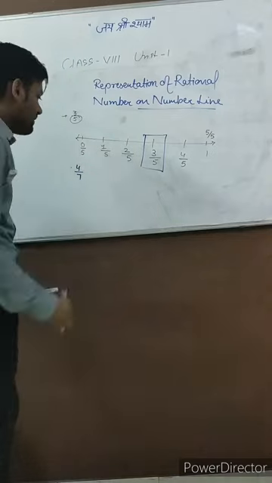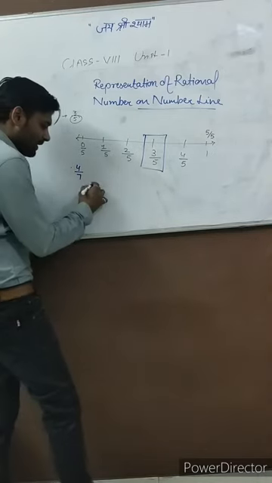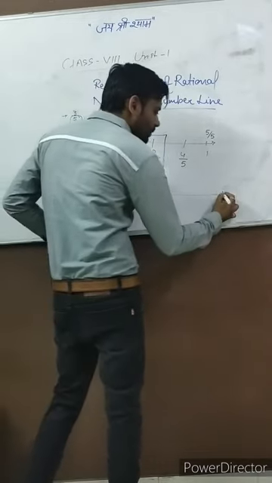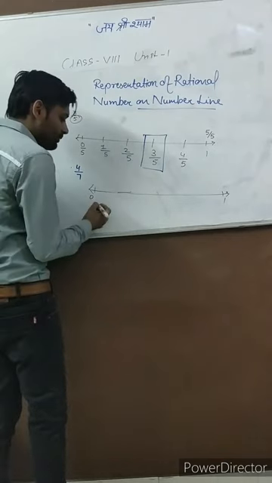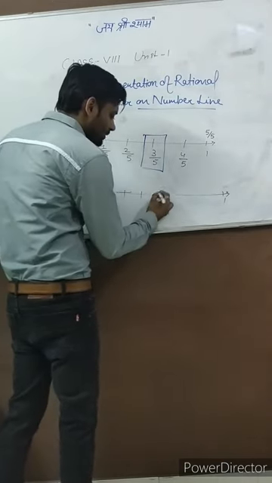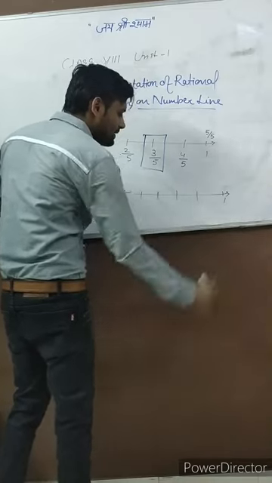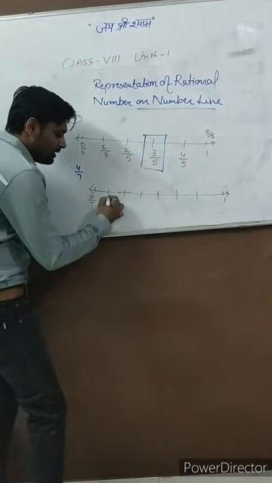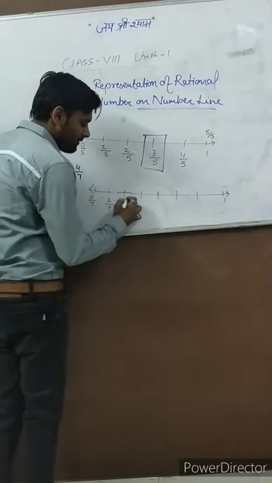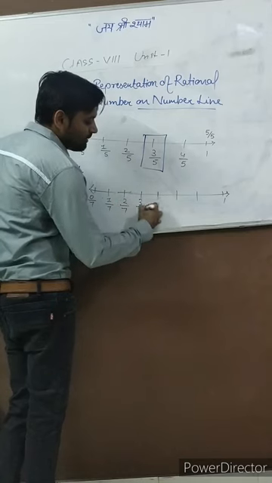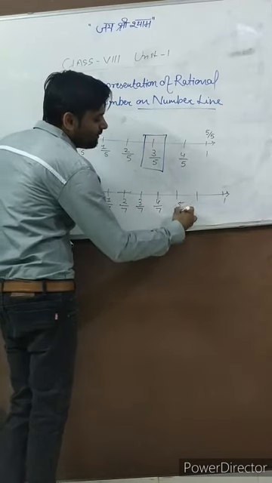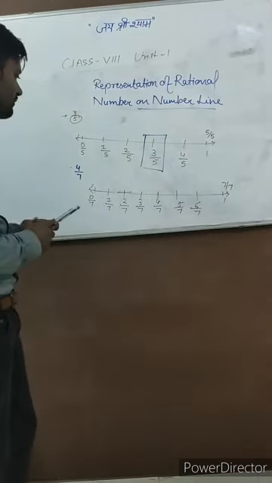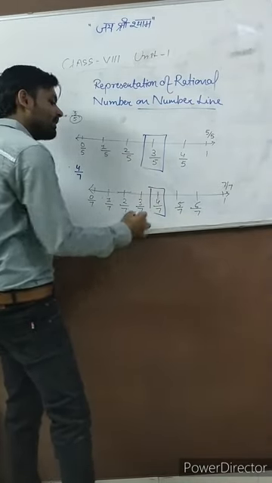Let's represent 4 divided by 7. So what we have to do, we have to make a number line from 0 to 1. Now we have to divide the number line into 7 equal parts: 1, 2, 3, 4, 5, 6 and 7. Now we label every part: 0 divided by 7, 1 divided by 7, 2 divided by 7, 3 divided by 7, 4 divided by 7, 5 divided by 7, 6 divided by 7 and last is 7 divided by 7. So here is the 4 divided by 7.